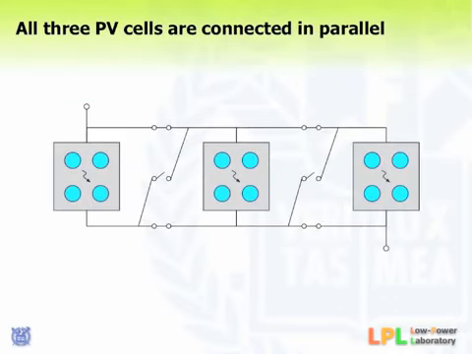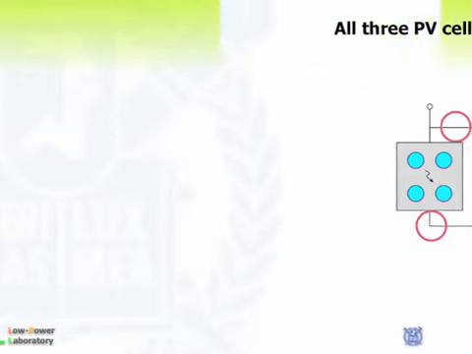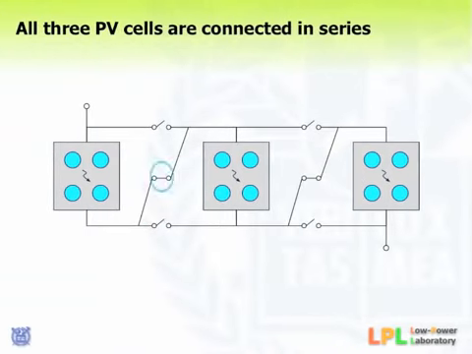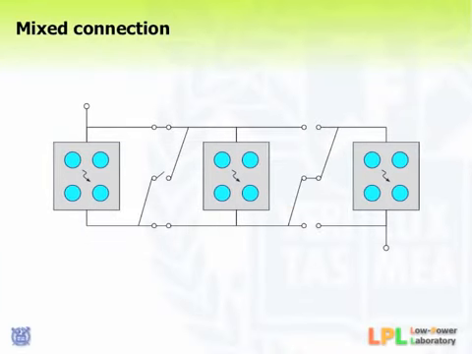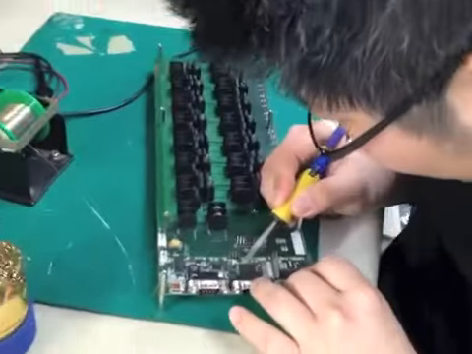All 3 PV cells are connected in parallel. We change the connection to 3 PV cells connected in series. We could also configure the switches to have an imbalanced topology: 2 PV cells are connected in parallel, and one is connected in series. The PV cells operate at different voltage and current.